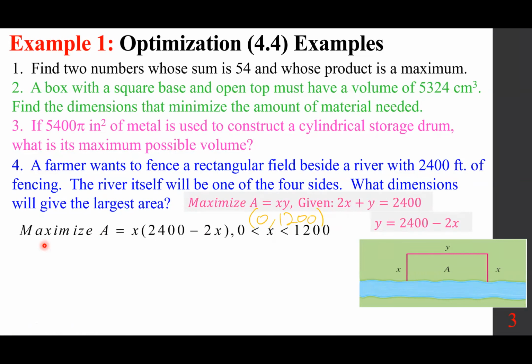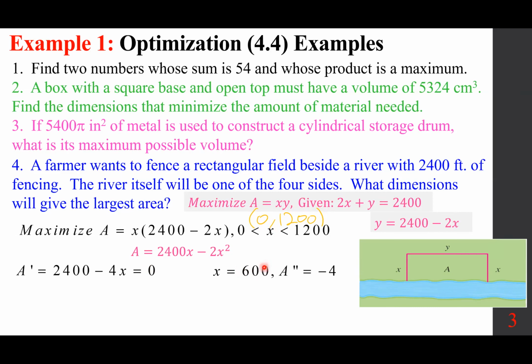We distribute. And now we are going to differentiate and set it equal to zero in order to find critical points. When we set it equal to zero, x becomes 600. There is only one critical point, x equals 600. So there is an open interval, one critical point. So whether it's a max or min, it's going to be an absolute.